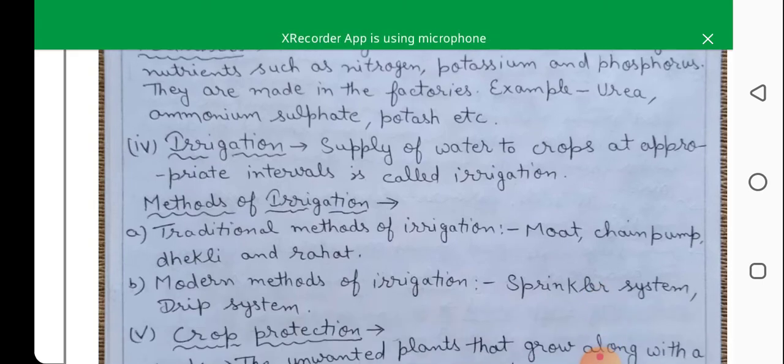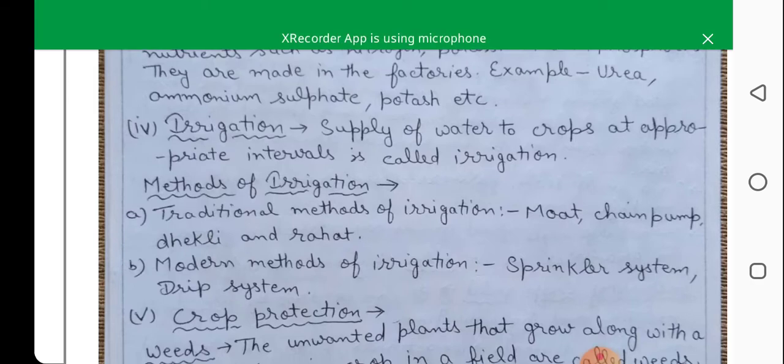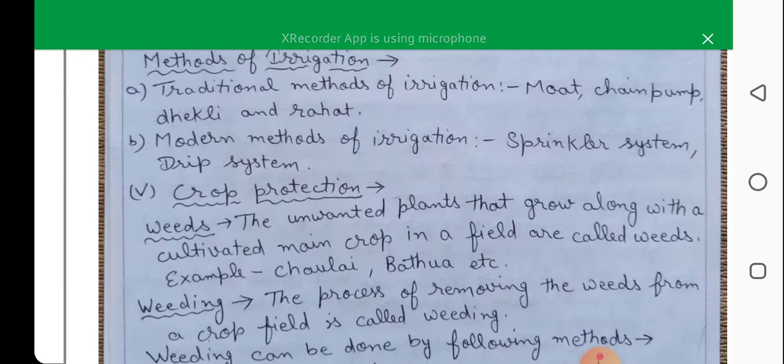The next agricultural activity is irrigation. Irrigation means the supply of water to the crops at appropriate intervals. Different methods of irrigation: some traditional methods are the mohot, chain pump, dhekli and rahat. Modern methods of irrigation are the sprinkler system and drip irrigation.